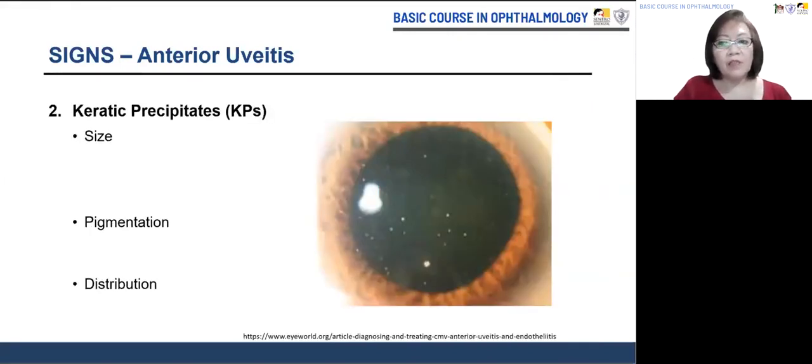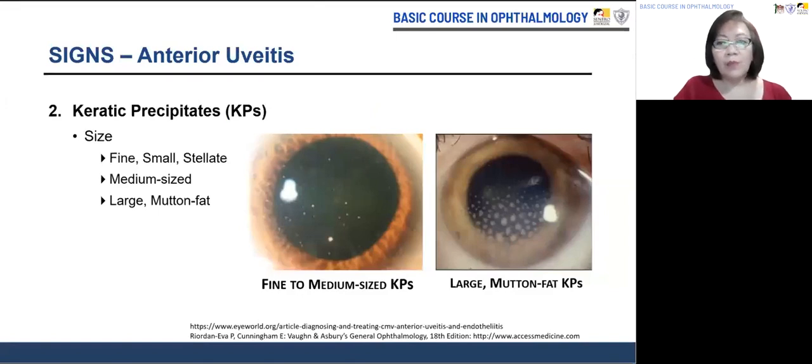Keratic precipitates are depositions of inflammatory cells on the corneal endothelium. They are characterized and described based on their size, pigmentation, and distribution. Keratic precipitates present in various sizes which have their corresponding composition. Stellate KPs and medium-sized KPs are composed of neutrophils, lymphocytes, and plasma cells.